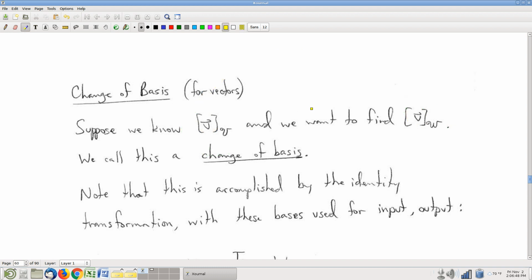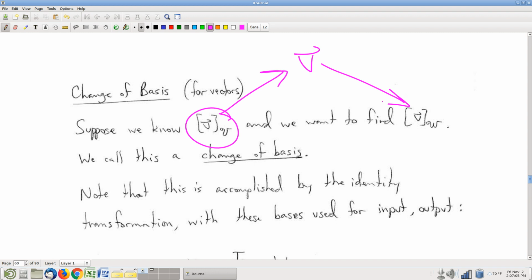So two things you could do. One thing you could do is every time you find yourself with this circumstance, interpret first what is the vector itself, and then ask how would you write that vector with respect to the W basis. This is sort of the brute force way to do it.